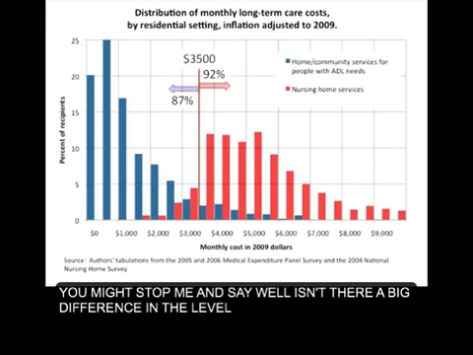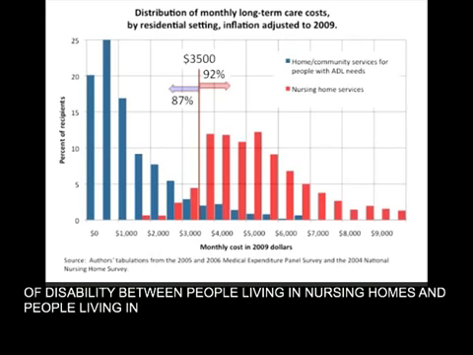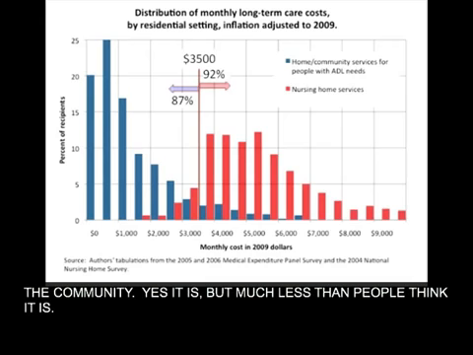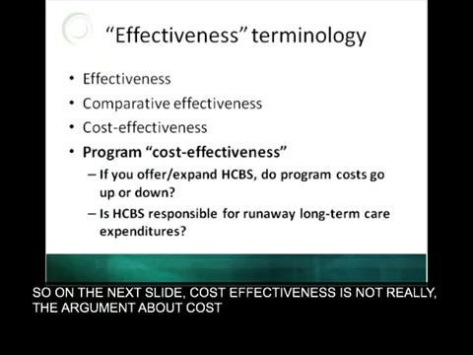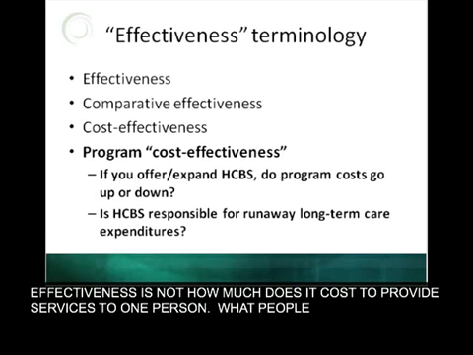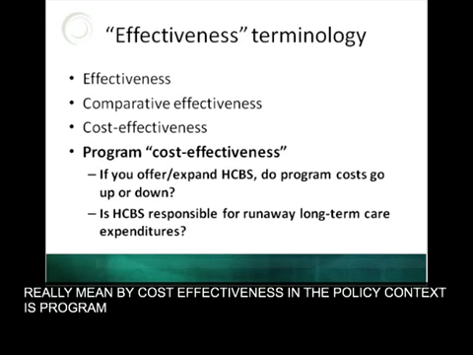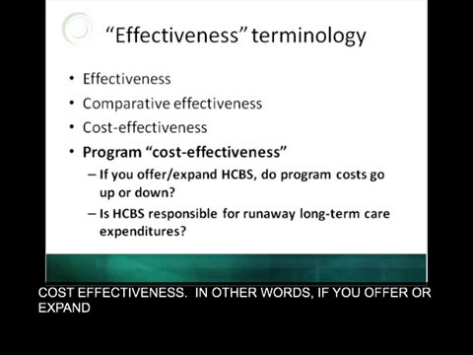You might stop me and say, well, isn't there a big difference in the level of disability between people who are living in nursing homes and people living in the community who are getting home and community-based services? Yes, there is, but it's much less than people think it is. So on the next slide, the argument about cost effectiveness is not really how much does it cost to provide services to one person. What people really mean by cost effectiveness in the policy context is program cost effectiveness.